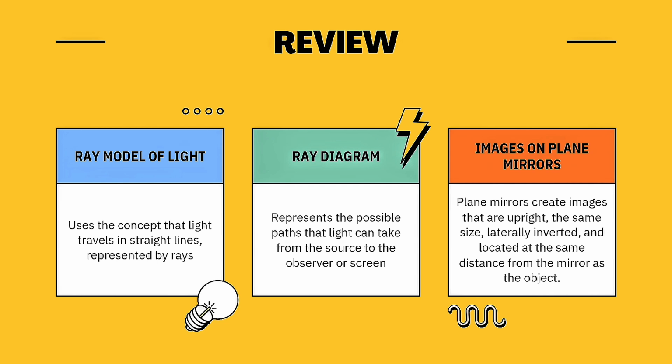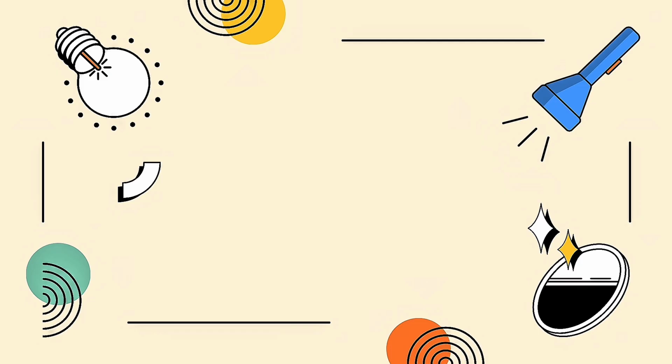Plane mirrors follow the law of reflection, where the angle of incidence equals the angle of reflection. The image formed by a plane mirror is upright behind the mirror. A pinhole camera forms an inverted image because light rays travel in straight lines and cross at the pinhole. And that is the complete explanation of the ray model of light in the pinhole camera.